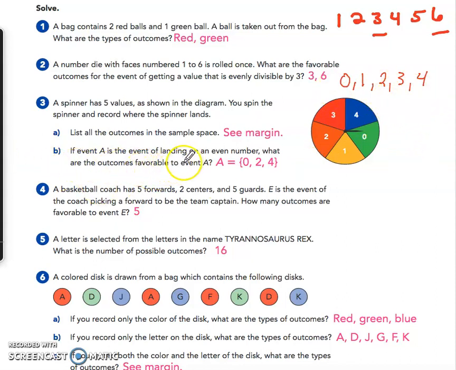If event A is the event of landing on an even number, what are the outcomes favorable to event A? So I've got to find all the even numbers here, and that's going to be 0, 2, and 4. And 0, yes, is an even number.